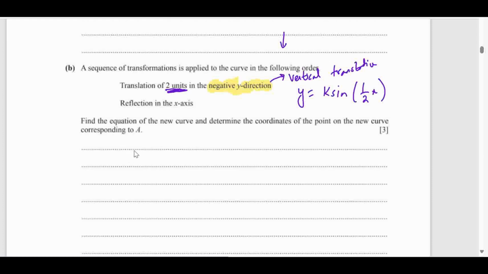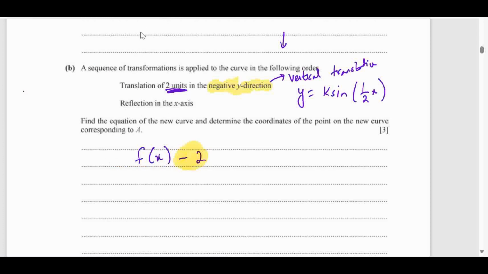Okay, now which means that this will become f of x minus 2, because in vertical translation we have to add or subtract outside this function, not inside the brackets. We have to add or subtract outside the function. Now the next thing they are saying is reflection in the x-axis.